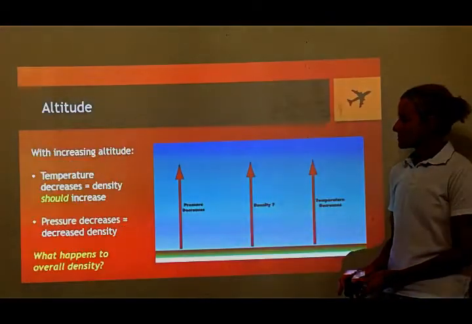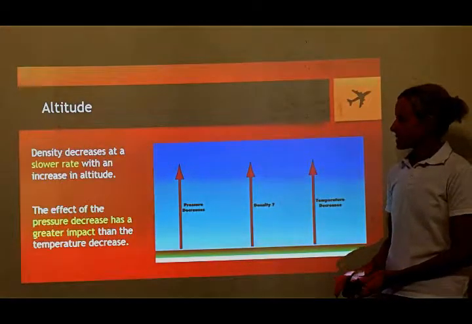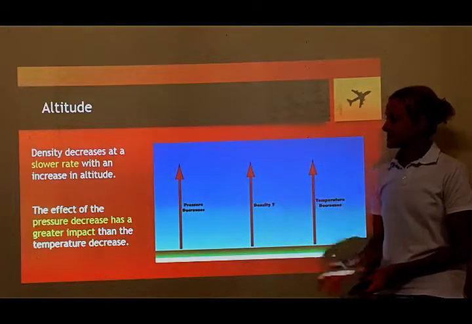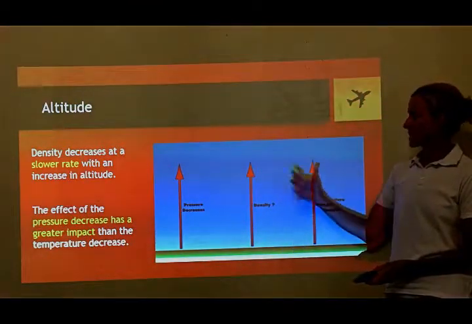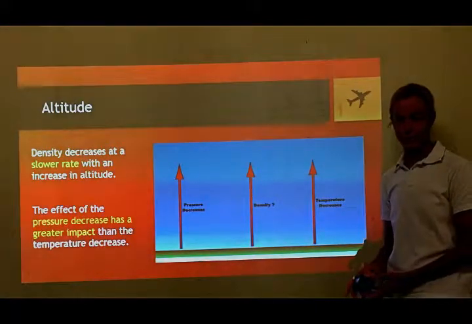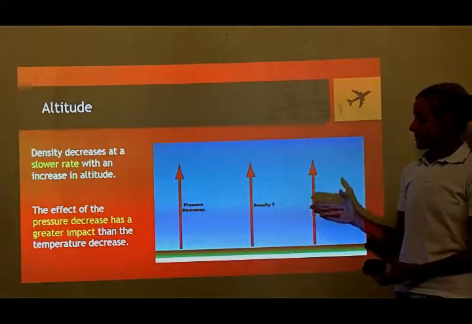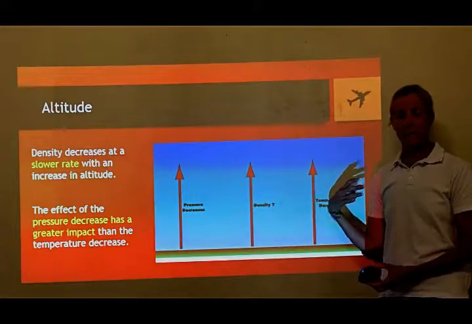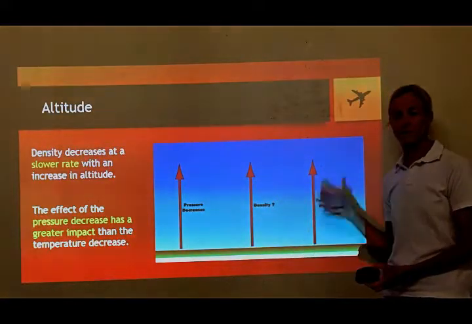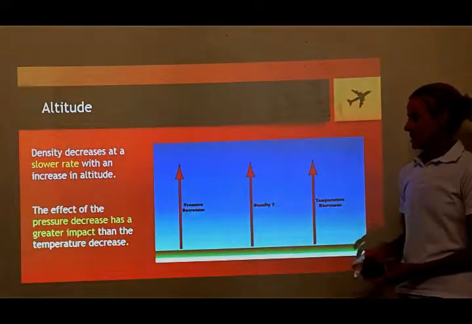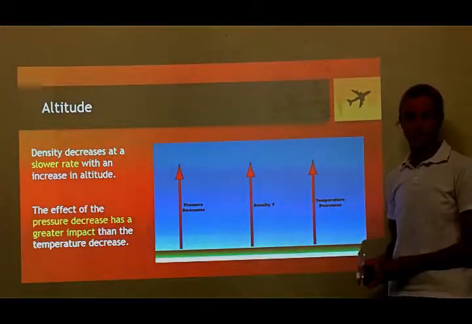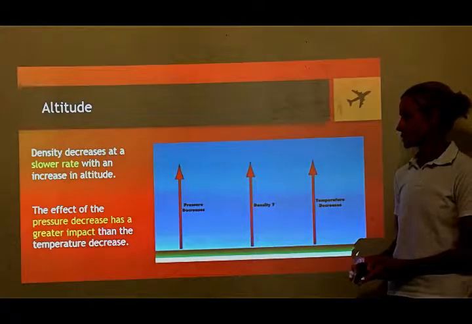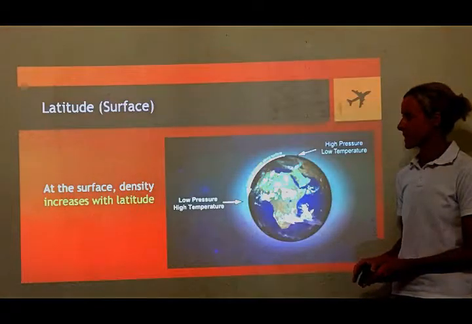The density actually decreases at a slower rate with an increase in altitude. The overall effect is that the pressure decrease is more dominant than the temperature. So it will have a greater impact than the temperature decrease. That's why the pressure is more significant.